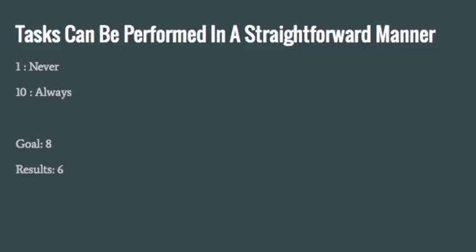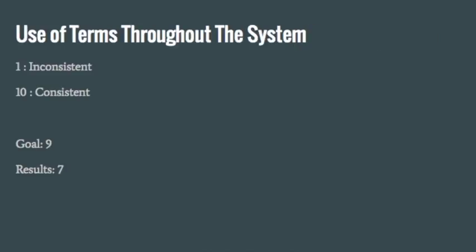Another question asked the users to rate tasks being performed in a straightforward manner, 1 being never, 10 being always. The average rating was a 6. Our goal was an 8. Another question asked the users to rate the use of terms throughout the system, 1 being inconsistent, 10 being consistent. The average rating was a 7. Our goal was a 9.